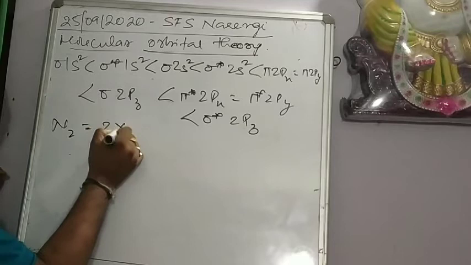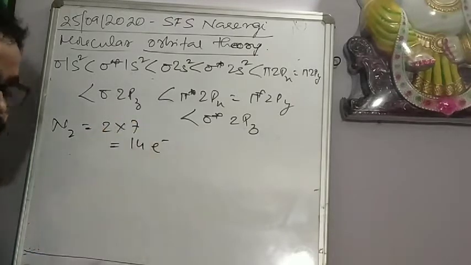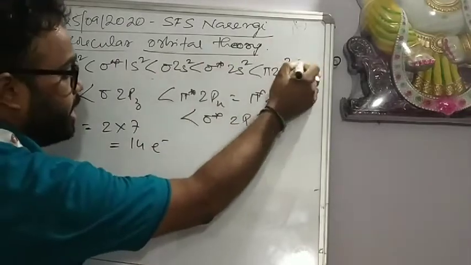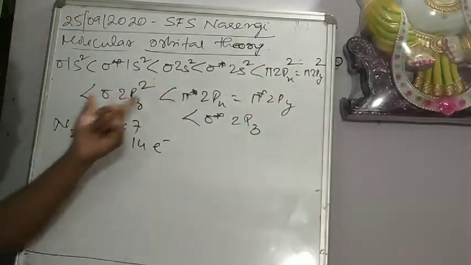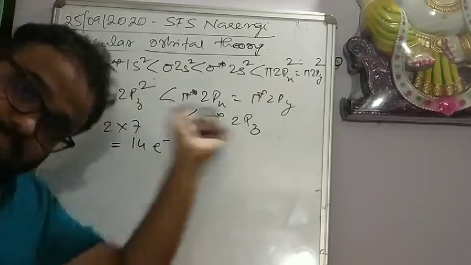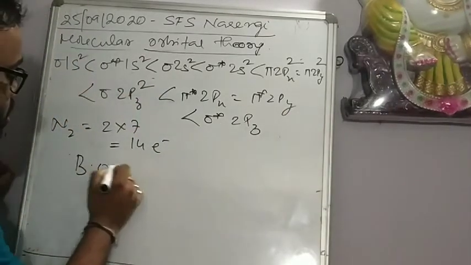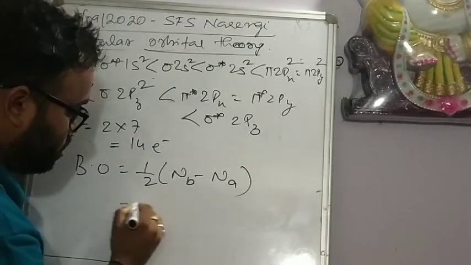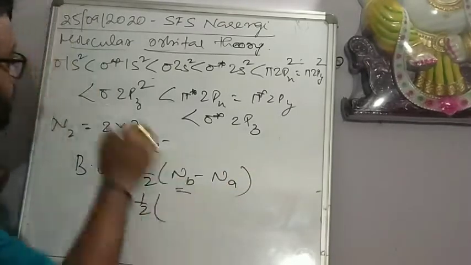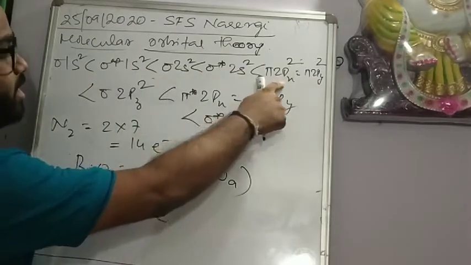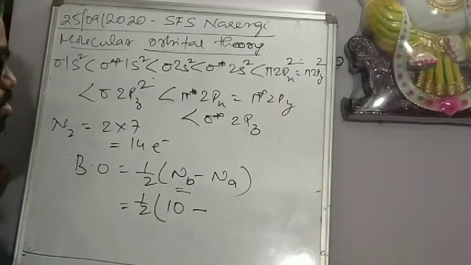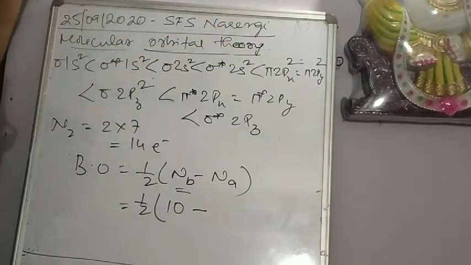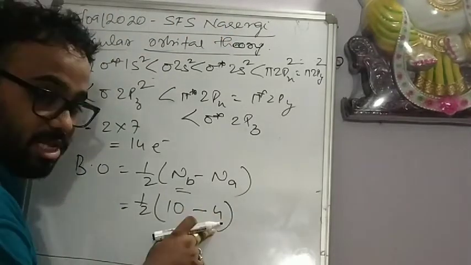Let us do it for N2. N2 is 2 into 7, that is 14 electrons. So 2, 3, 4, 5, 6, 7, 8, 9, 10, 11, 12, 13, 14. So the bond order is half into Nb minus Na. That is half into bonding: 2, 3, 4, 5, 6, 7, 8, 9, 10. Anti-bonding: 2, 3, 4, only 4. 10 minus 4, 6.